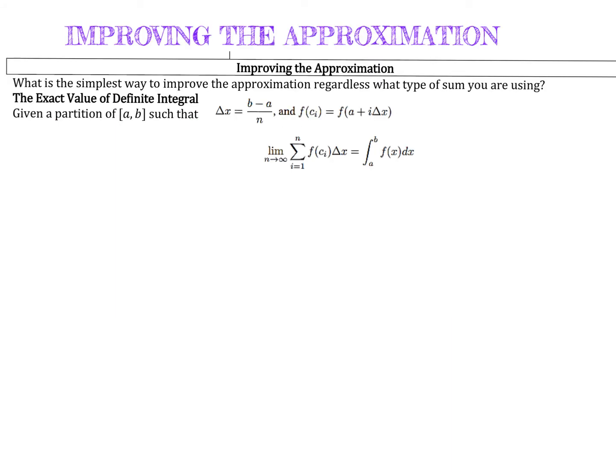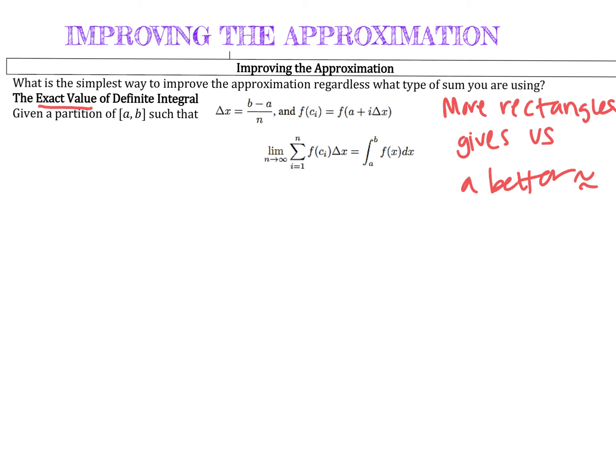So what we just saw in those last two examples is that the more rectangles we have, the better the approximation we're going to have. So if we wanted to find the exact value of the area under the curve, we would need an infinite number of rectangles. So what we're saying is more rectangles gives us a better approximation for the area under the curve. But sometimes we need things to be exact. To find the exact area under the curve, we would need an infinite number of rectangles.